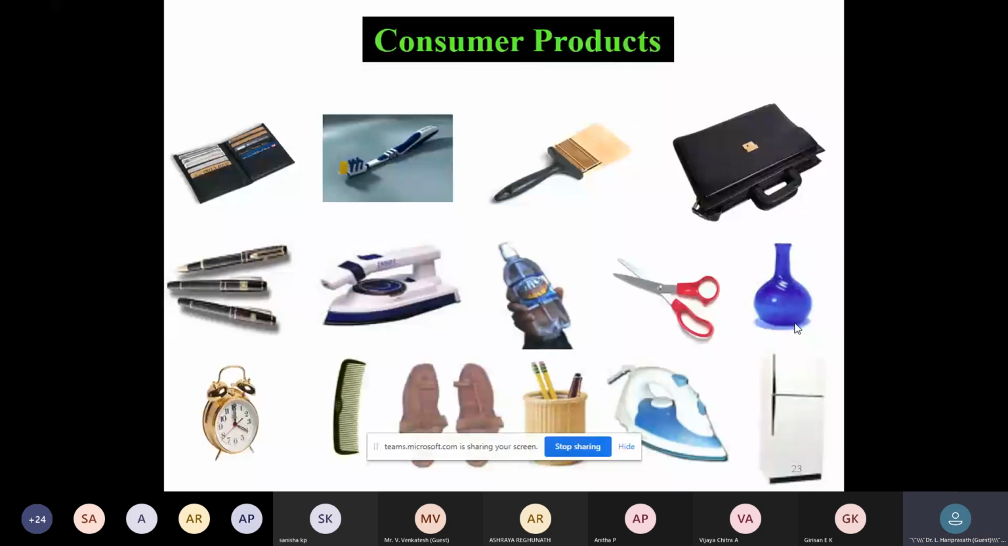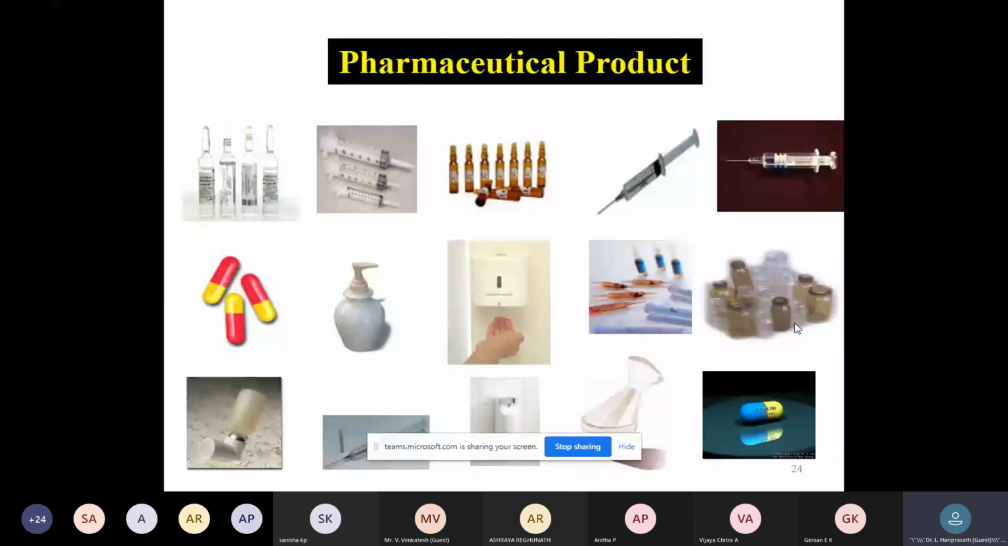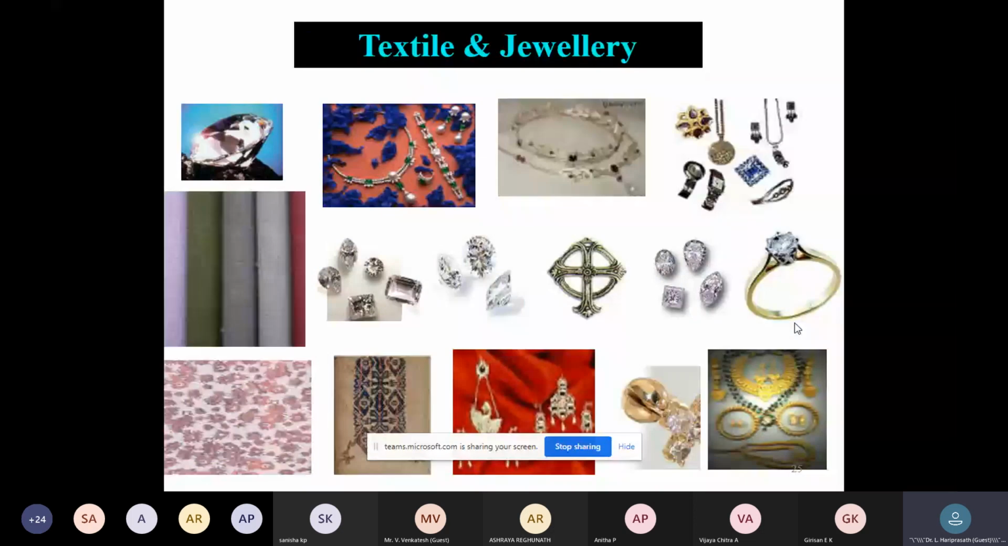So these are a few designs that have got protection. These are a few pharmaceutical products that have obtained designs, and these are a few ornamental things that have obtained designs.